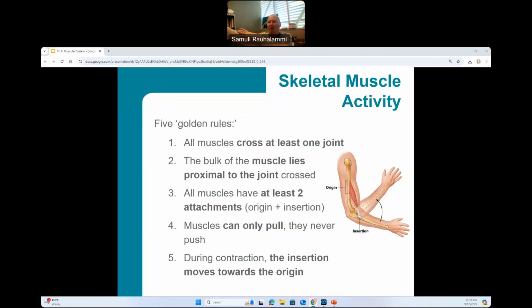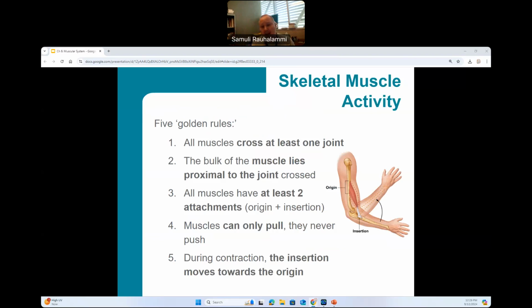They cross over 2 bones so that there's a joint in between. And another thing to notice is that typically the bulk, or if you want to call it the belly of the muscle, so the bulk of a skeletal muscle, lies proximal to the joint that they're crossing. So a lot of muscles are closer to the proximal than distal portion when we focus on what joint they're really crossing.